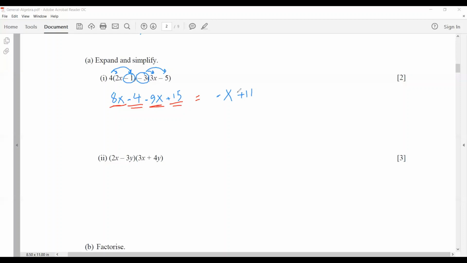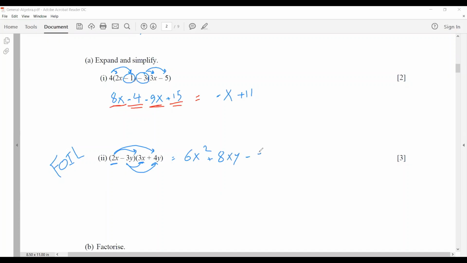The next one, you can use the mnemonic with the FOIL if you recall, or if you don't want to use that, it's fine. All you have to do is make sure each term from the first bracket is multiplied by each term in the second bracket. So this is kind of the pattern of what we're going to do. The result would be 6x squared, right? We have the numerical part as well as the variable, the quantity x, right? And then 2x times 4y, that would be 8xy.